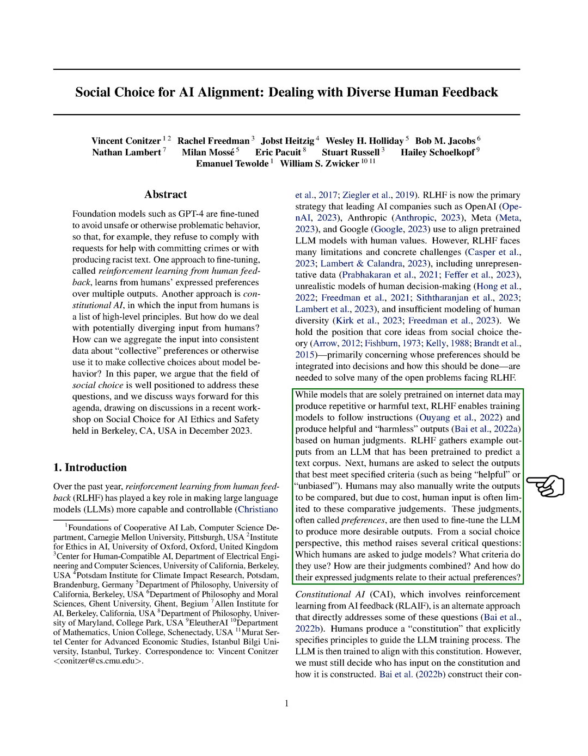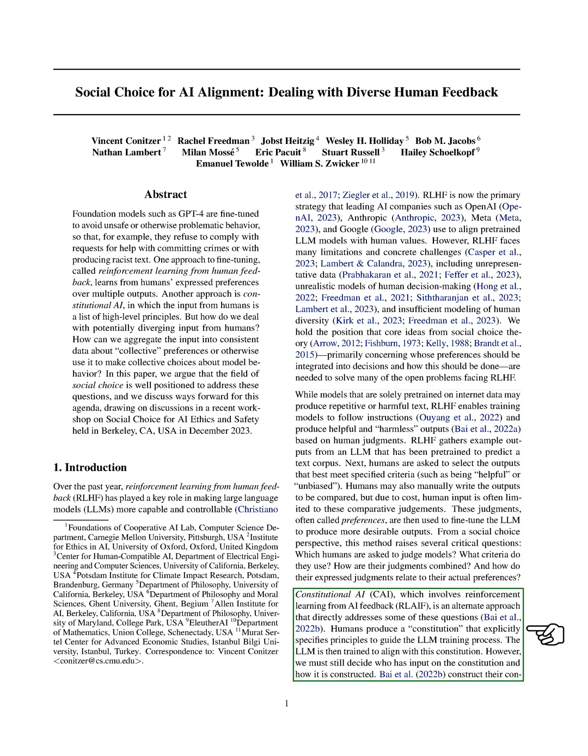RLHF involves collecting sample outputs from a pre-trained LLM, asking humans to choose the best ones based on specific criteria like helpful or unbiased, and using these preferences to refine the model for better outputs. From a social choice perspective, important questions arise. Who should evaluate the models? What criteria should they use? How should their evaluations be combined? And how do their expressed judgments reflect their actual preferences?